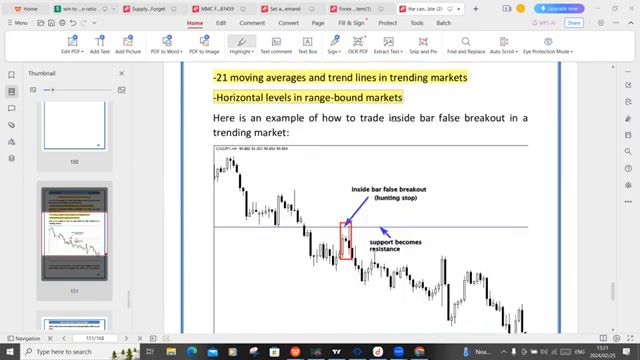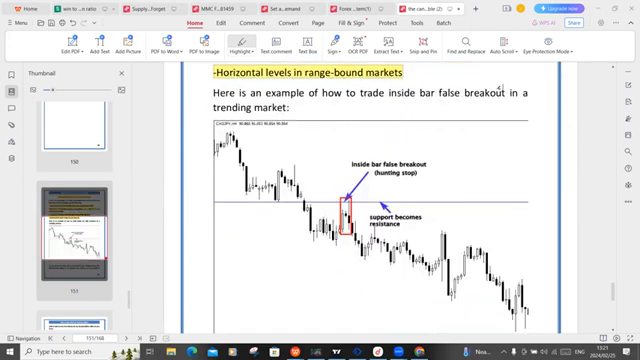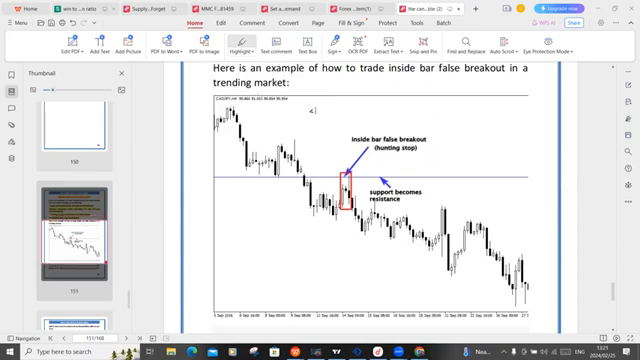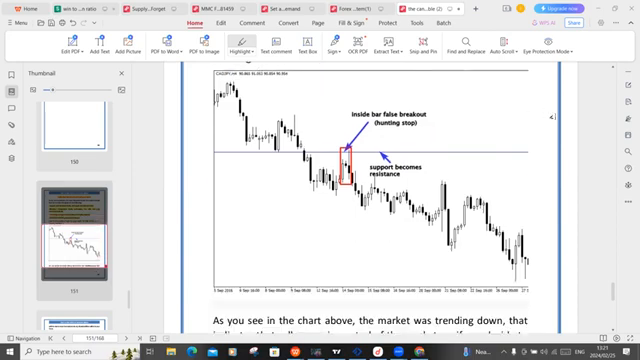So here's an example of how to trade the inside bar false breakout in a trending market. Okay, here's the first thing. Price is pushing down, right? We have to agree that price is pushing down, but we hit a zone here, which is a support zone. Once a support zone is broken, it becomes a resistance if price retests, right? So support becomes a resistance. You can see the author also highlighted it there.